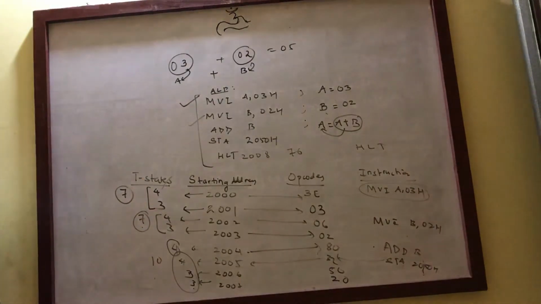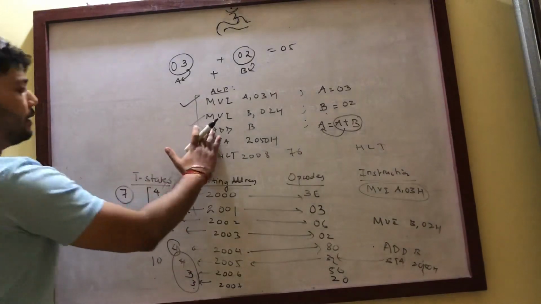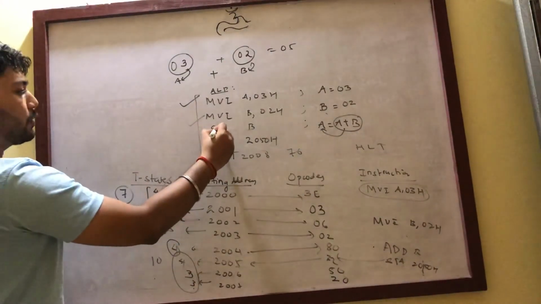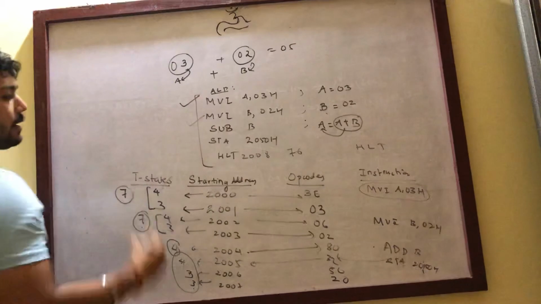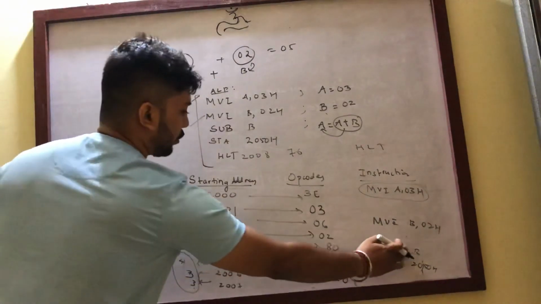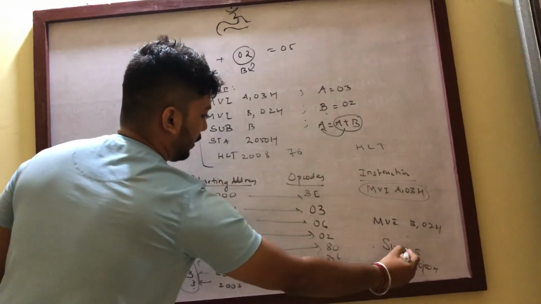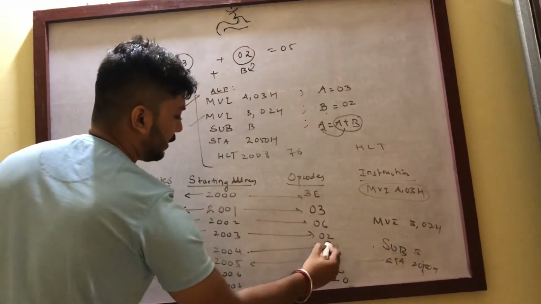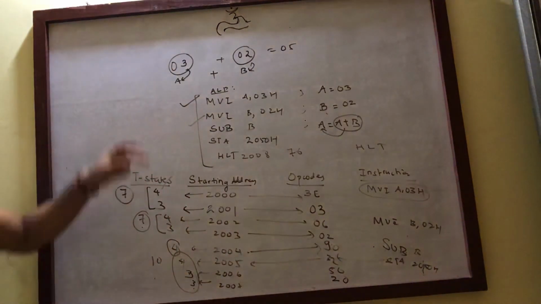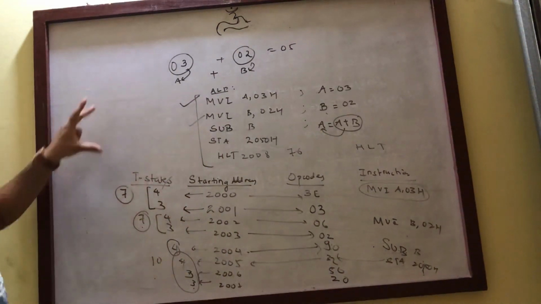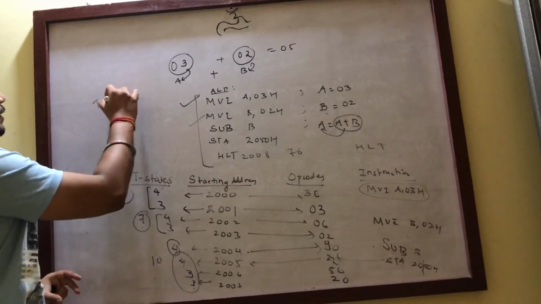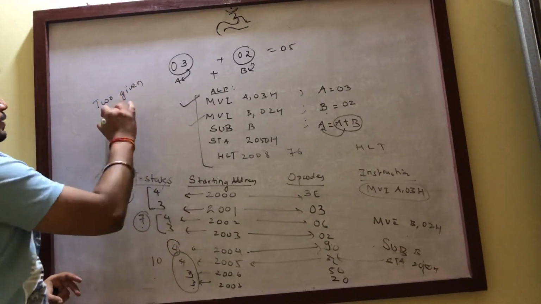Suppose you need to subtract. No changes, only in this. Because instead of addition, what you are trying to perform is subtraction. And for subtraction, the corresponding opcode will change. The opcode for SUB B is 90. So this is the way you perform addition and subtraction for two given immediate data.